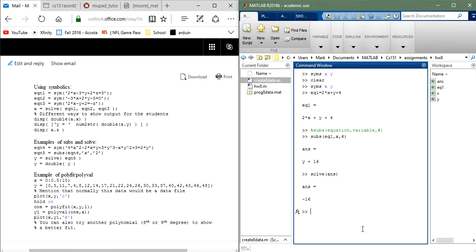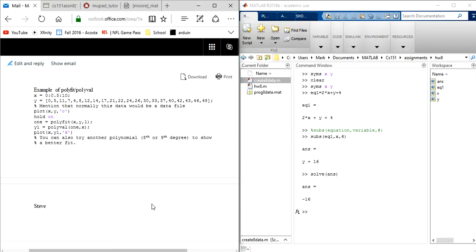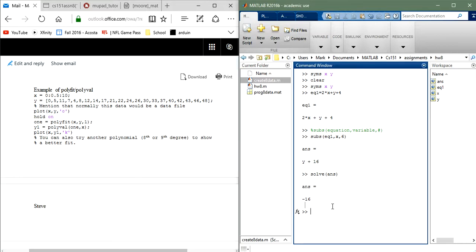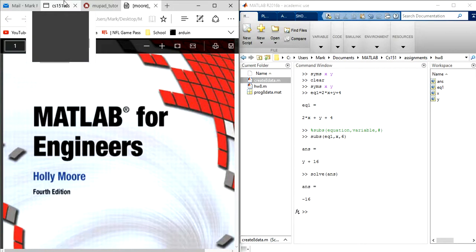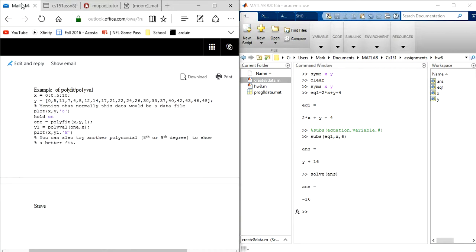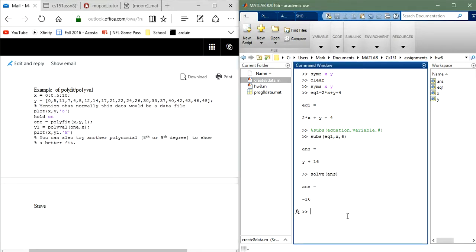So pause it if you need it. Let's go into our final example, because I am just flying through this. It's polyfit and polyval. I don't know why it took so long for me to say that. I don't have my book in front of me. Actually, I do have my book right here. But I'm not going to find the page. I'm just going to tell you what it means, and you guys will do your best.